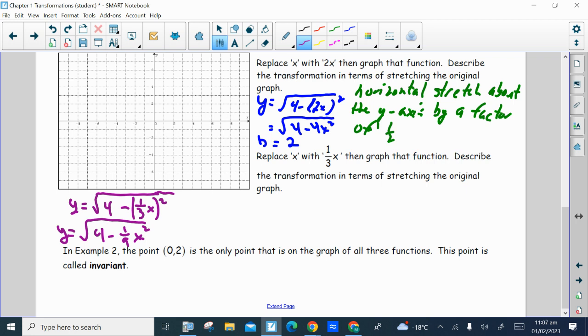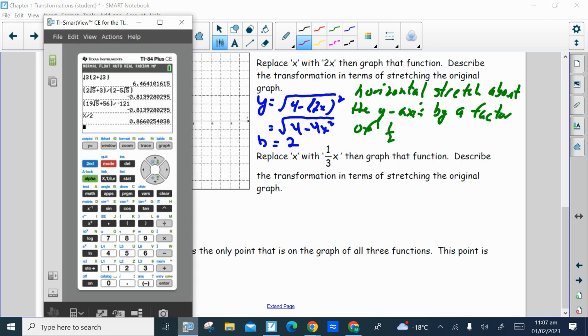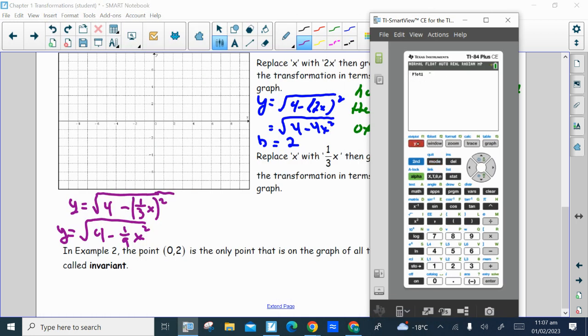Okay, so let's put that in our calculator now. This is the root of, and I'll use brackets here to go 1 divided by 9. Close the bracket, and then I have my x squared. So that looks right. I'll clear that third equation out of there, and I graph it.